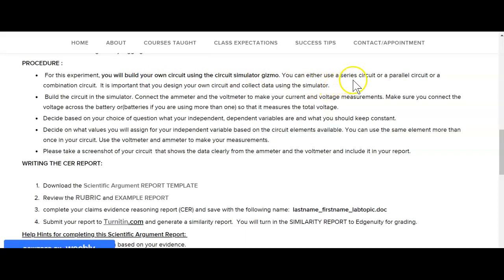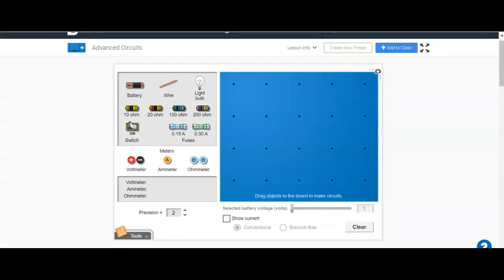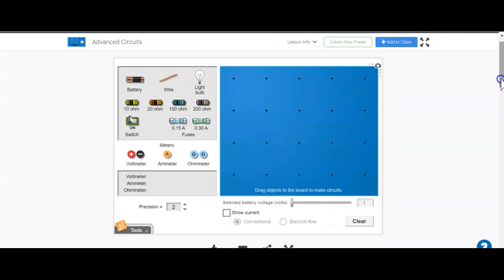Okay, procedure for this experiment: you're going to build your own circuit using the circuit simulator. You can either use a series or a parallel circuit, and then we are going to collect data from that circuit based on our question. Okay, so I'm going to show you the circuit. So this is our circuit builder.